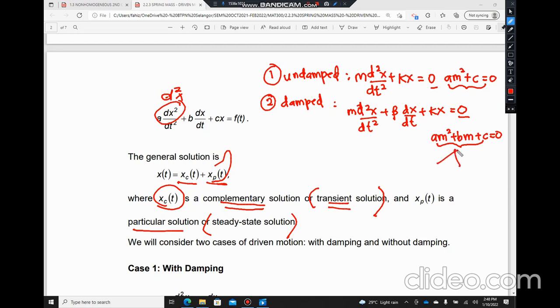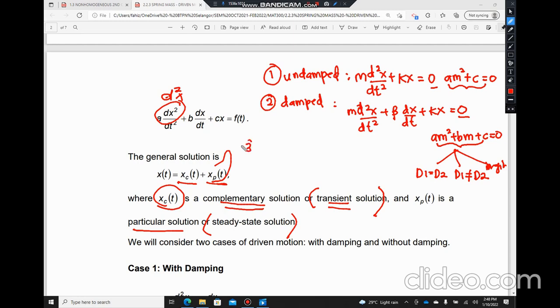Awak factorize sebelah ni. So dia akan ada 3 cases. Sama ada d1 equals to d2. Yang ni m lah, sama dengan m. Cuma dalam case ni kita guna d sebab kita tak nak confuse dengan mass. Ataupun d1 not equals to d2. Ataupun satu lagi dapat bentuk imaginary. So yang ni untuk case number 1 undamped motion, case number 2 damped.